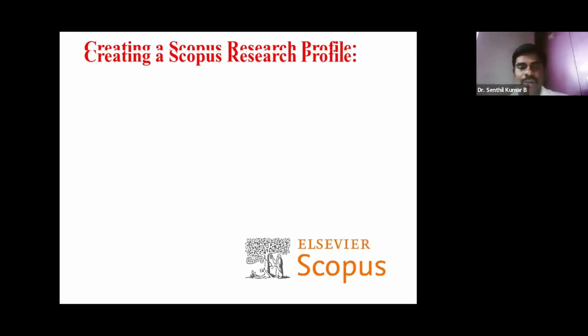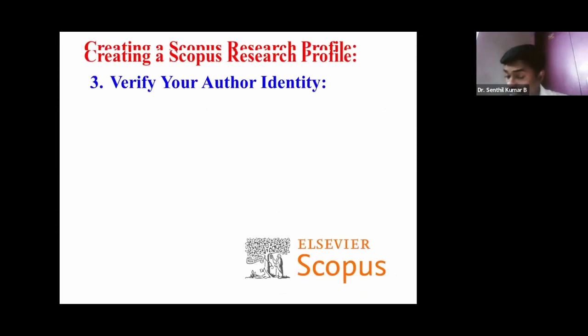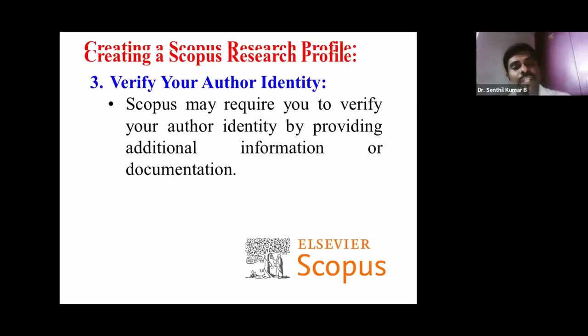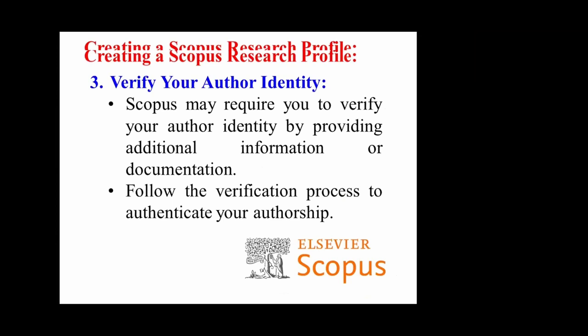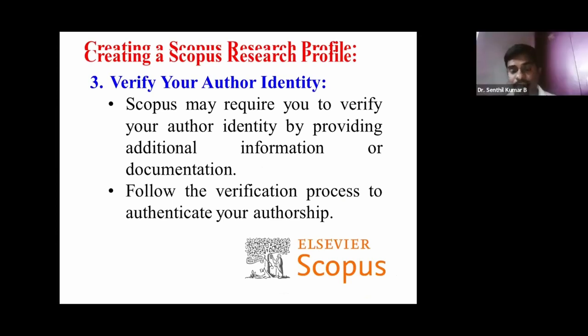After claiming your publication profile, the third step is to verify your author identity. Scopus may require you to verify your author identity by providing additional information or documentation. Sometimes they may ask you for certain additional information and documentation. Whatever they ask, please provide it so that they can verify you. That is very important. Please follow the verification process to authenticate your authorship. They will ask you for details, and once you feed them in, they confirm your authorship.